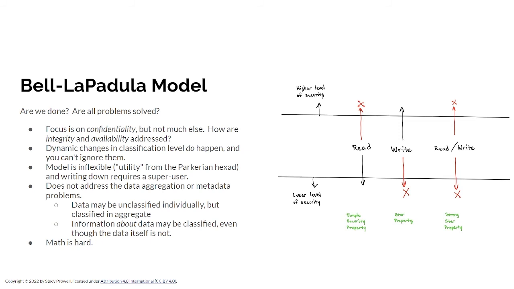It doesn't address the data aggregation or the metadata problems. Maybe I can collect all the information at this level and all the information at this level, and by collecting it all together, I reveal stuff that I shouldn't know. Common problem. So data may be unclassified individually, but classified in aggregate. And information about data may be classified even though the data itself isn't. A piece of data might be over here, just fine by itself, and a piece of code over here might be fine by itself. But if you learn that I'm using this code to analyze this data, you may learn something I don't want you to know. And of course, the real challenge here is that math is hard and the Bell-LaPadula model is very mathy.